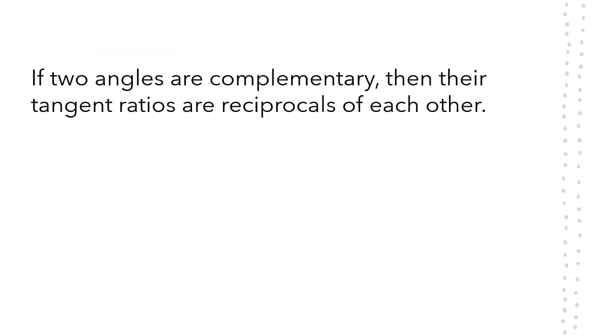You might have noticed this from the examples, but it turns out if two angles are complementary, which is exactly what we were working with, we had two non-right angles of a right triangle. They have to form 90 degrees together, so they're complementary. If two angles are complementary, then their tangent ratios are reciprocals of each other.